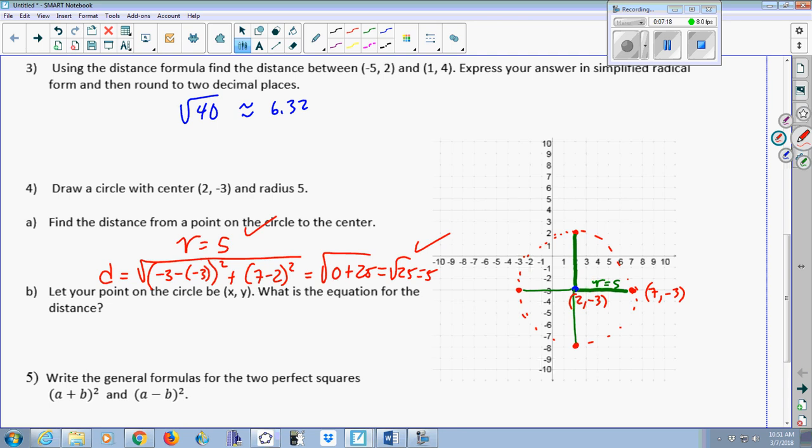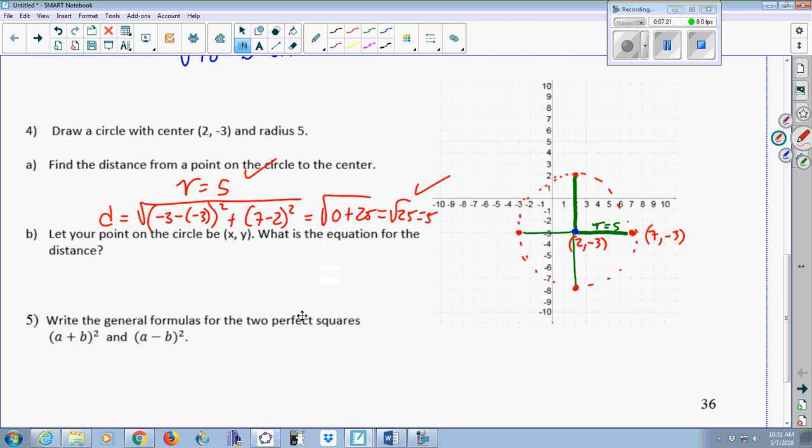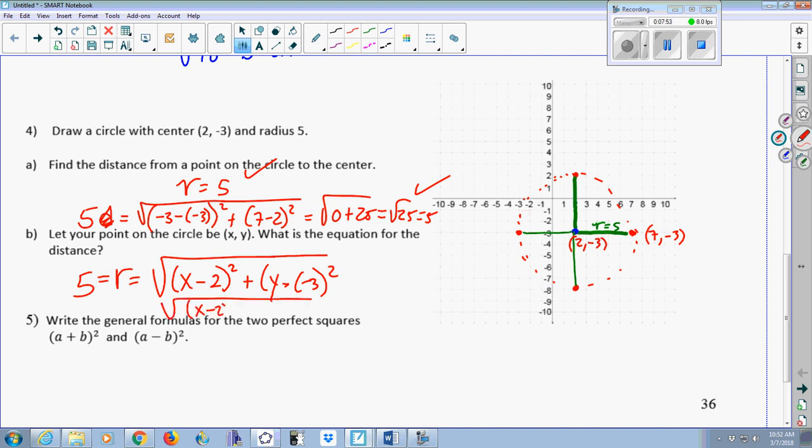So it works, right? So now if we wanted to find the distance between any point on that circle and the center, it would be the radius, right? This is really the radius. It's the radius, which we know is 5. And it's x take away 2 squared plus y take away a -3 squared. So you can simplify that and call that x minus 2 quantity squared plus y plus 3 squared, because when you subtract a negative, you get the positive. And that equals 5.